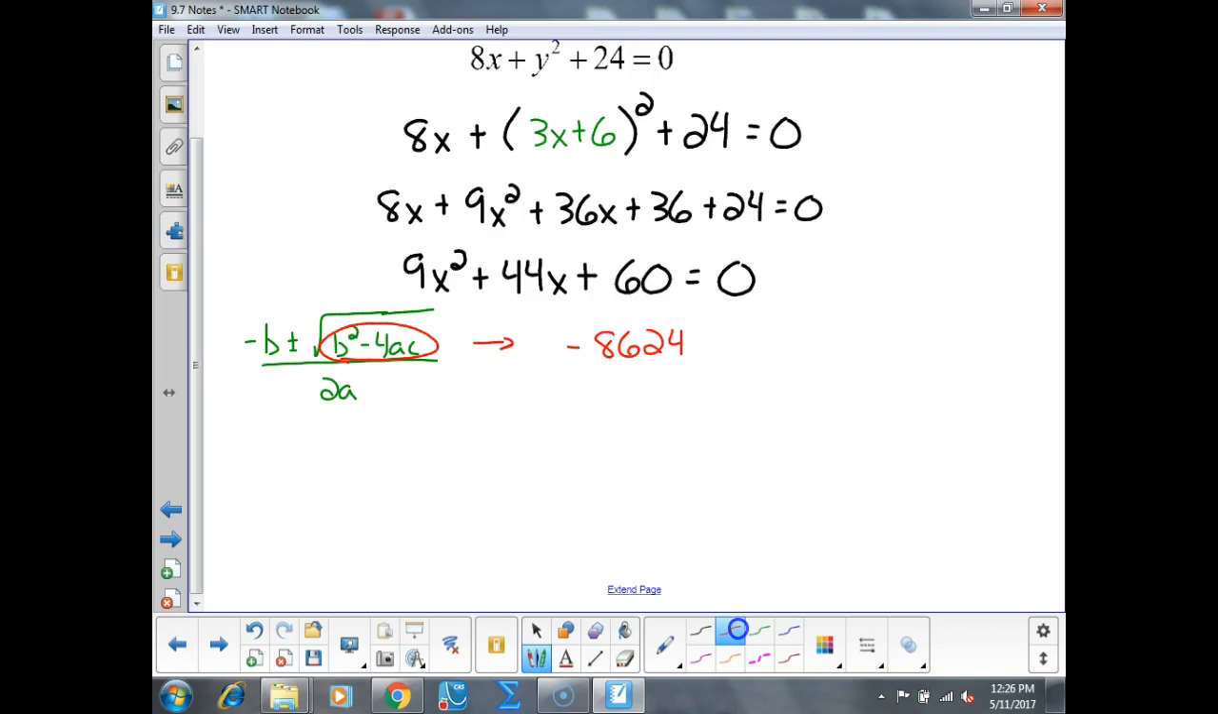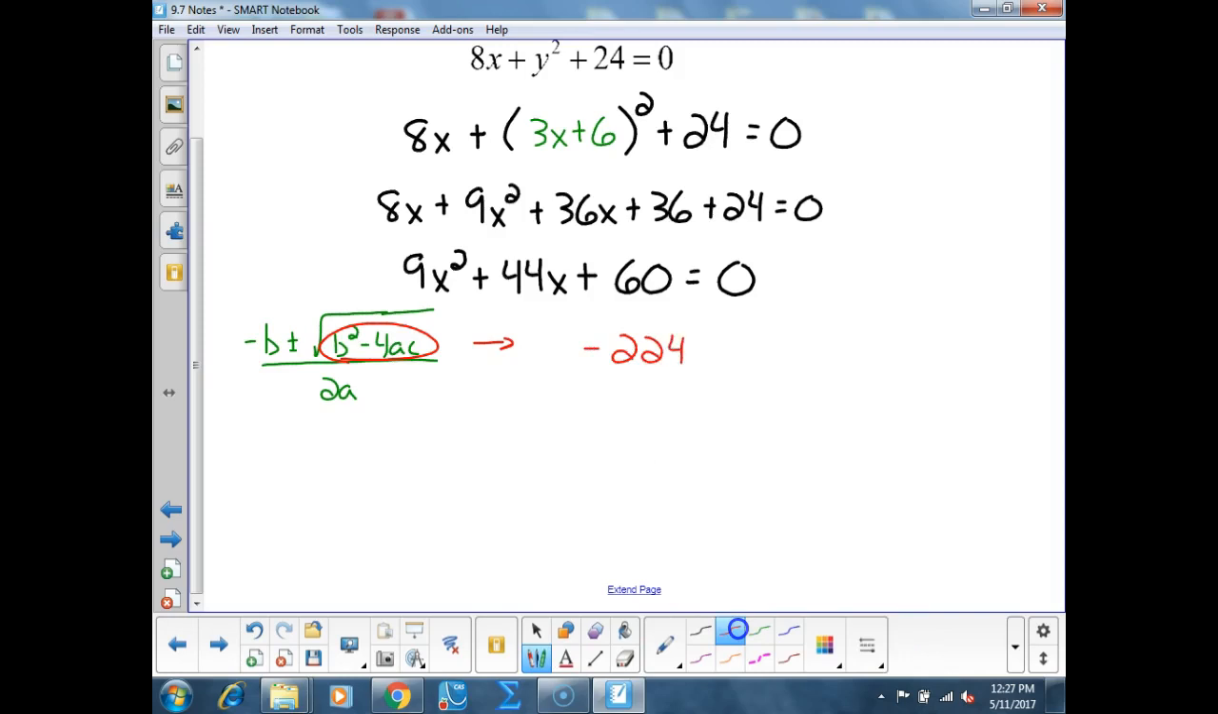Nope, hold on, tap the brakes. I typed that in wrong. Either way, you still get a negative number. Is it 44 squared minus, open parentheses, 4 times 9 times 60? Not 44, that's where it was. Negative 220. Either way, it's still negative.